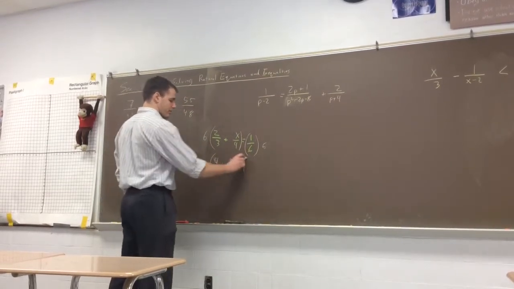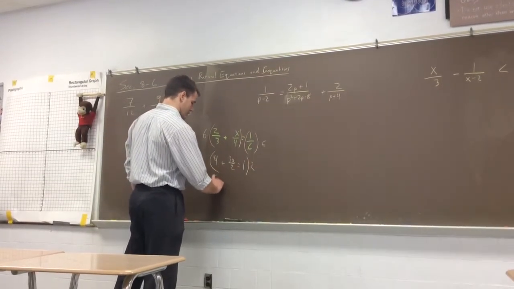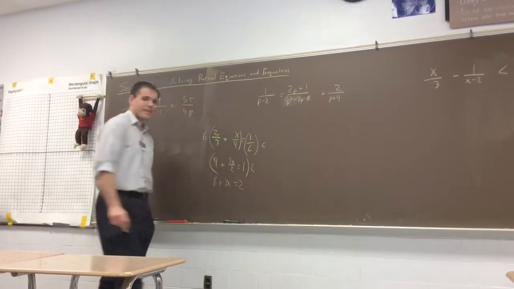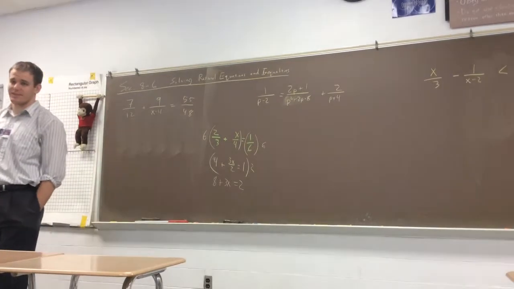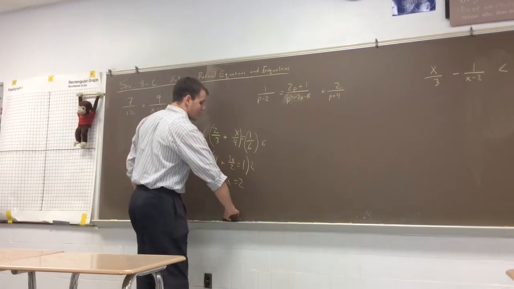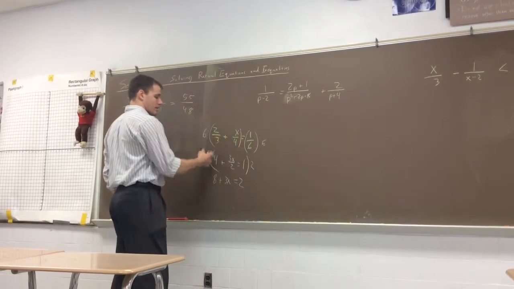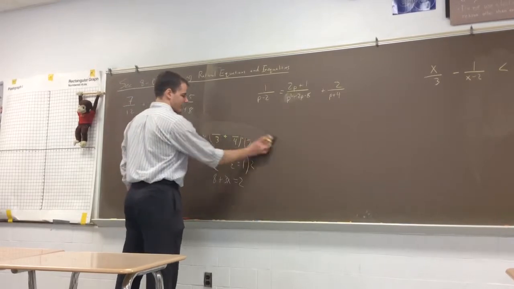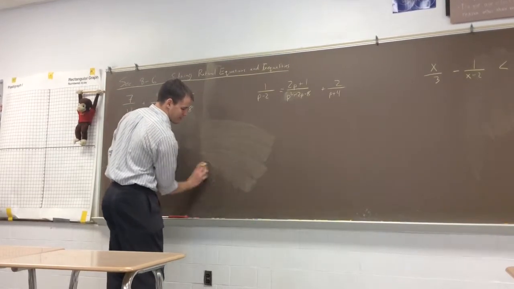Then we multiply everything by 2. 8 plus 3x is equal to 2. Now that's much easier to solve, isn't it? That one we can solve. That's not a problem. And we did it by multiplying by whatever the least common multiple was of the denominators. We're going to do the same thing over here.